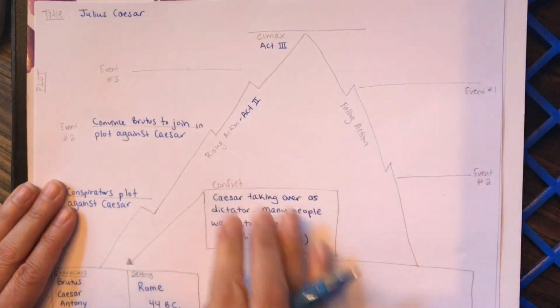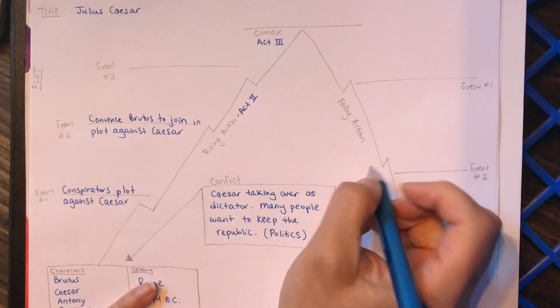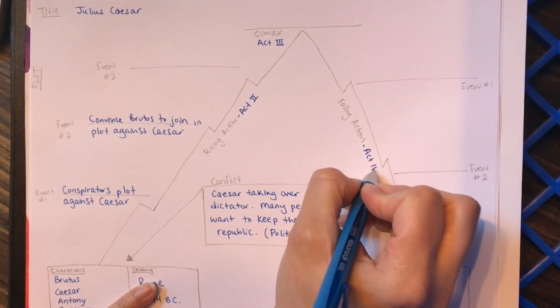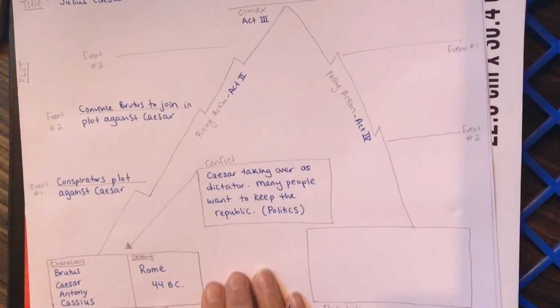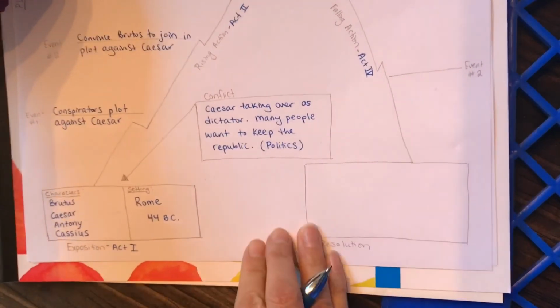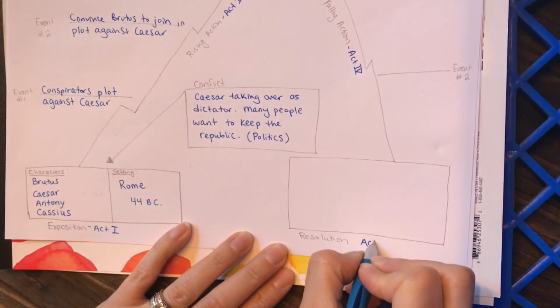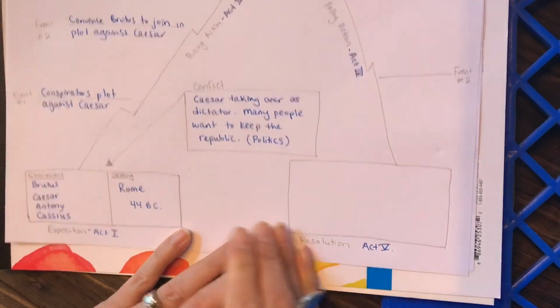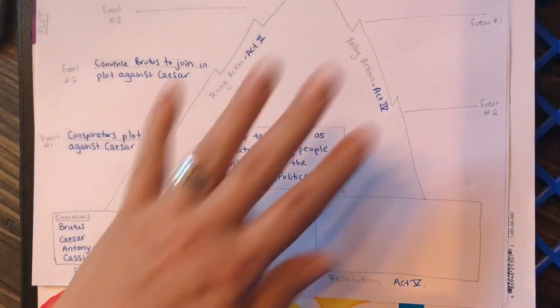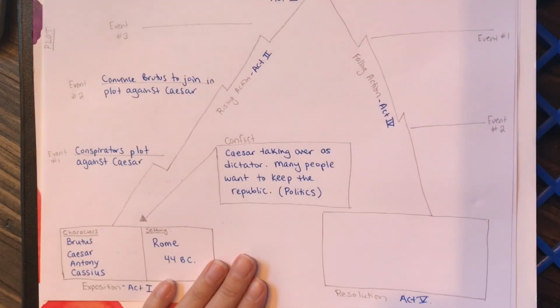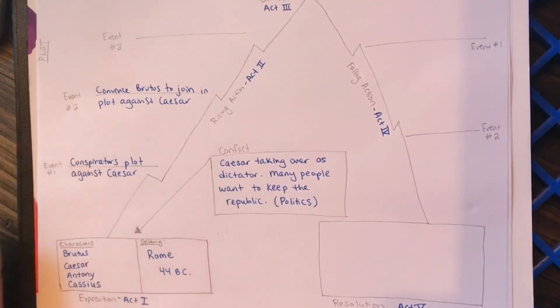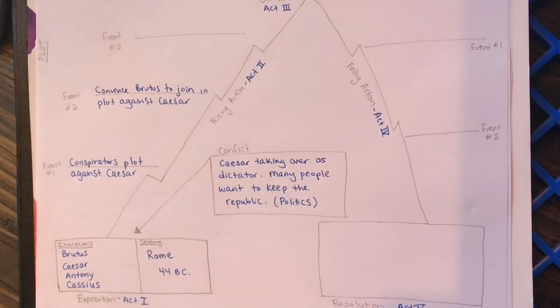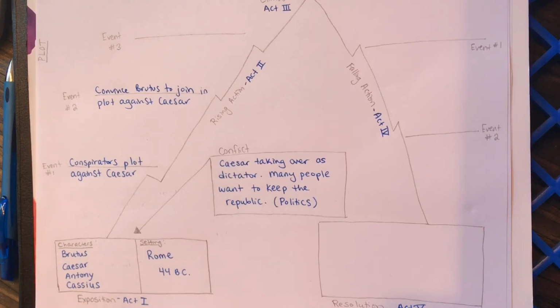Act 3. Our falling action is Act 4. And then our resolution here at the bottom is Act 5. And you can add what you need to here as we continue to read. So as you can see, this is the entire 5 acts of the play. And some of you have been filling this out for each act, and you don't need to do that. We're gonna be looking at this as one whole thing.